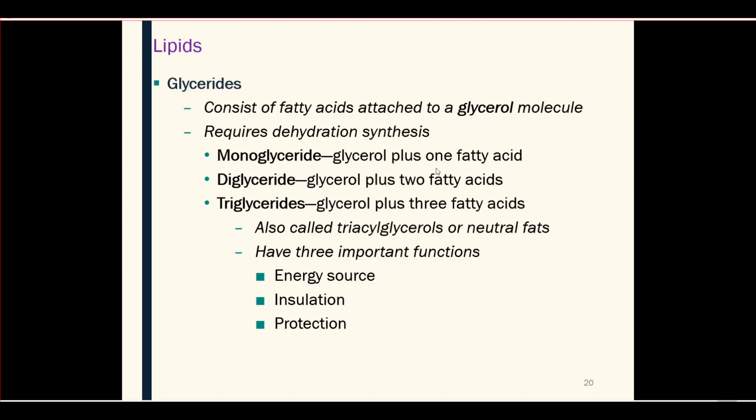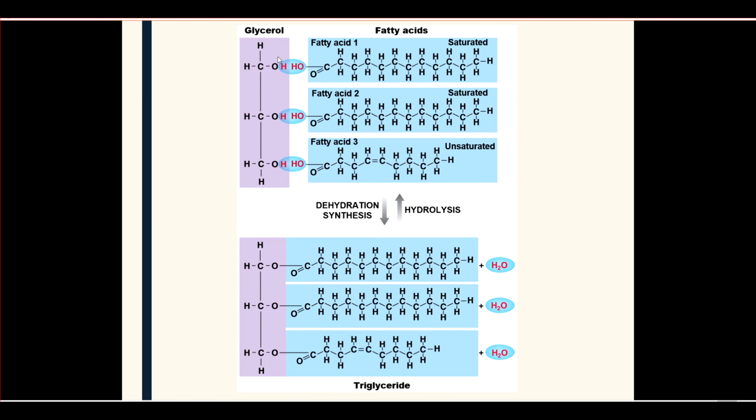Okay, let me just go back to make sure we got everything. A monoglyceride is a glycerol plus one fatty acid. A diglyceride is a glycerol plus two fatty acids. A triglyceride, the one we're going to work with mostly this semester and in A&P2, is a glycerol plus three fatty acids. And again, all of this is created by dehydration synthesis, where we remove a molecule of water: 1, 2, 3, one per fatty acid that we attach to the glycerol.